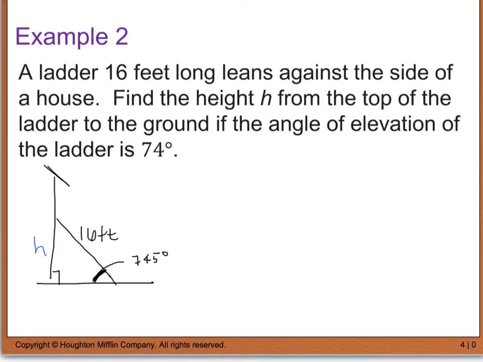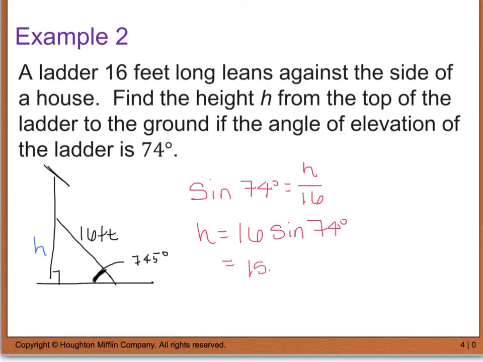So I am given an opposite side length and a hypotenuse. An opposite and a hypotenuse is related to my angle with a sine value. So I can say that the sine of 74 degrees is equal to my opposite side length, which is h, divided by my hypotenuse, which is 16. And from there I'm able to solve for h by multiplying both sides by 16. So h is equal to 16 times the sine of 74 degrees, which in this case is approximately 15.4 feet.